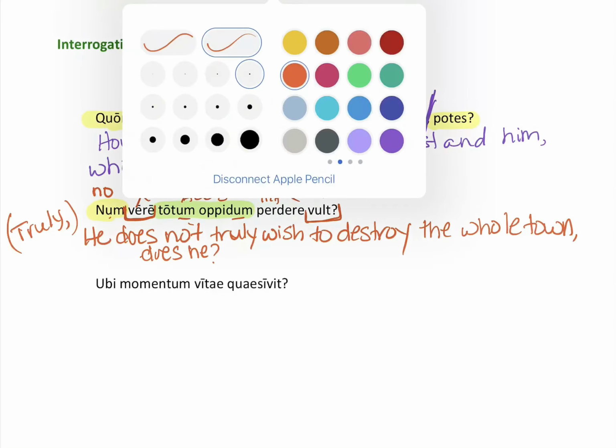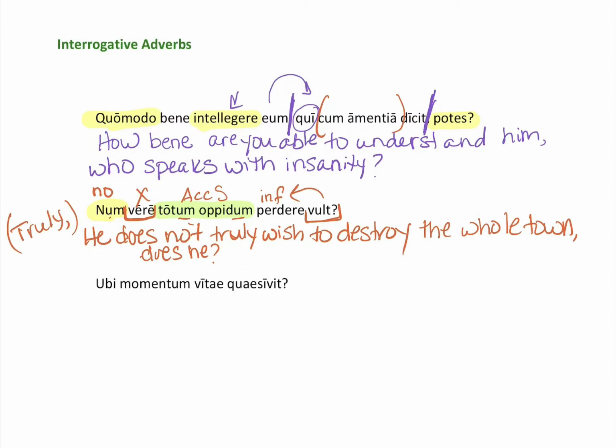All right, back to this other color here to help you. Here is our last one, ubi, right? Ubi is another kind of adverb. Here it means where. It's a question word. Where? Okay. So quaesivit, it's perfect tense. So let's see if there are any other singular nominatives. There can be no other nominatives.